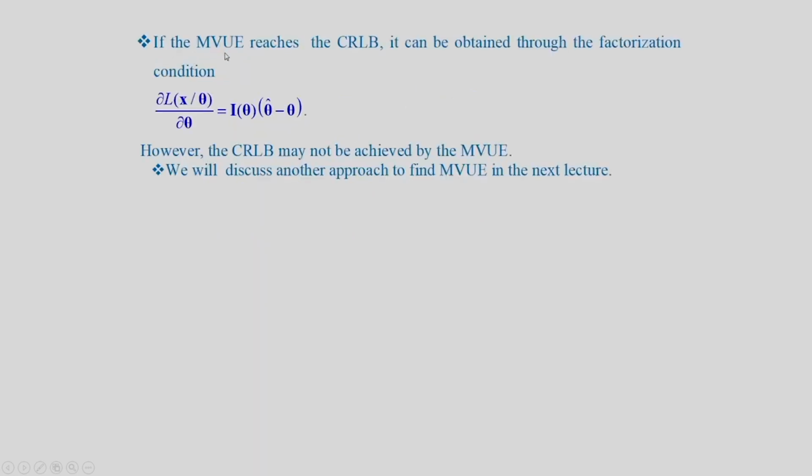If the MVUE reaches the CRLB, it can be obtained through the factorization condition ∂L/∂θ is equal to I(θ) times (θ̂ − θ). However, the CRLB may not be achieved by the MVUE. We will discuss another approach to find the MVUE in the next lecture. Thank you.